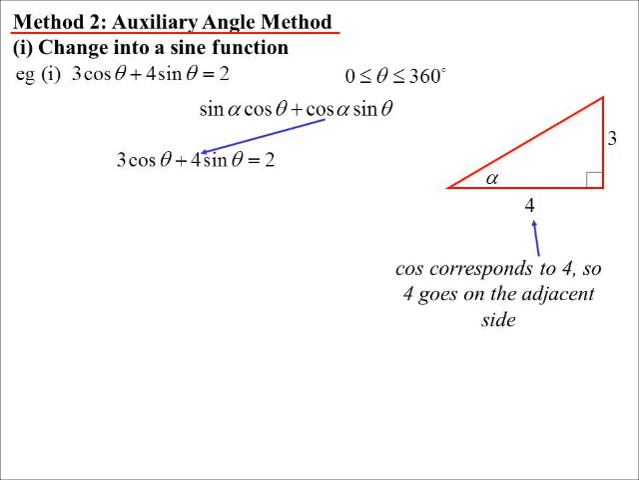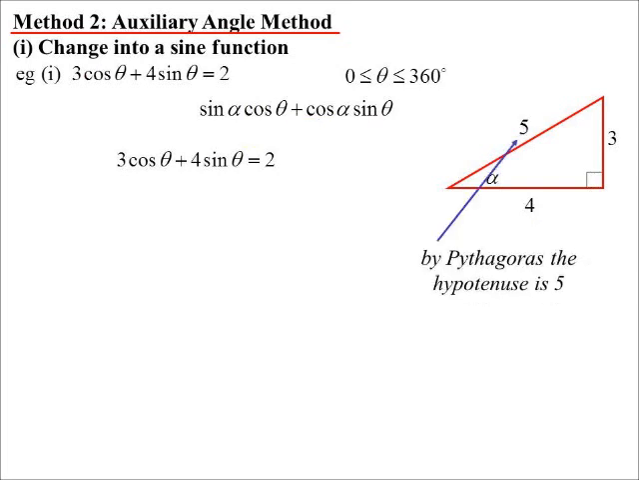So I'm going to put 4 on the adjacent side. By Pythagoras, I can work out that's 5. So what I now can do is change this question.